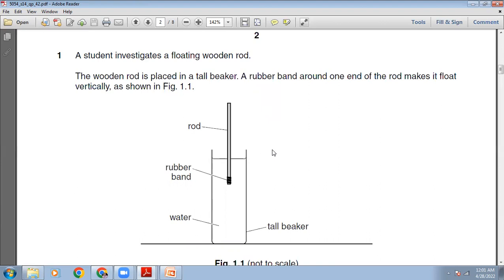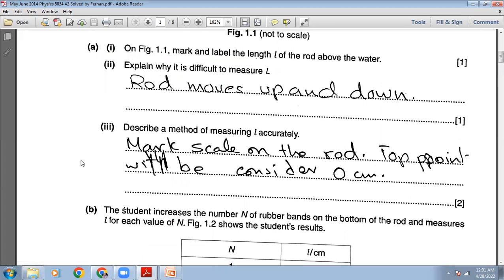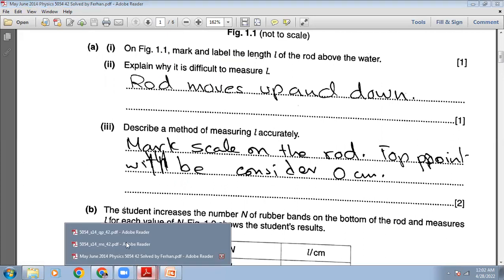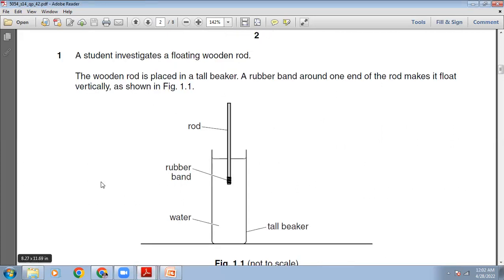Another thing is that this rod is little, it is not stable. This rod is in water. So whenever you come near this, it will start, you can say, a little bit moving up and down. So it's difficult to measure exactly the length. So let me show you my answer. Rod moves up and down. Explain why it is difficult to measure. The rod moves up and down, so it's difficult to measure exactly the L value. Okay.